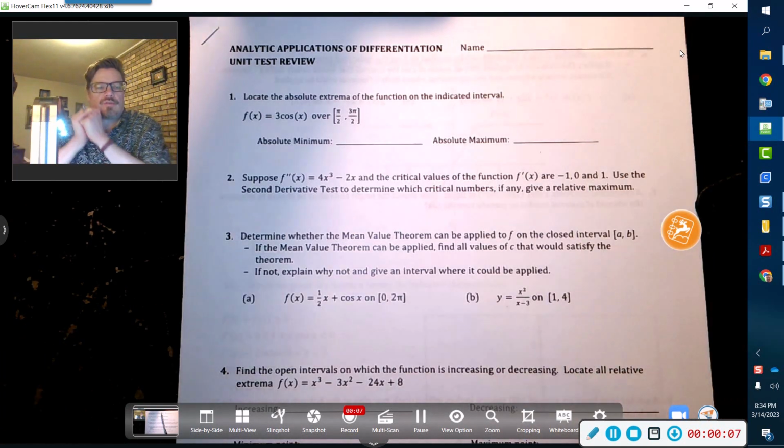All right, try to squeeze some of these in. Locate the absolute extrema of the function on the indicated interval.